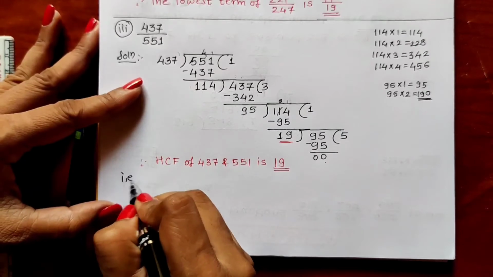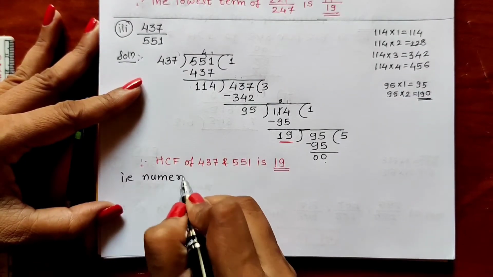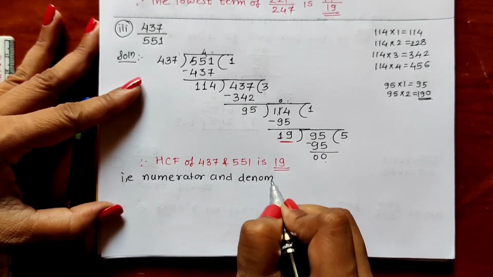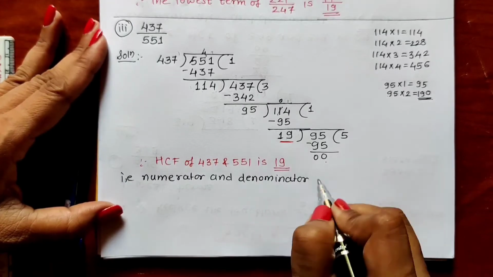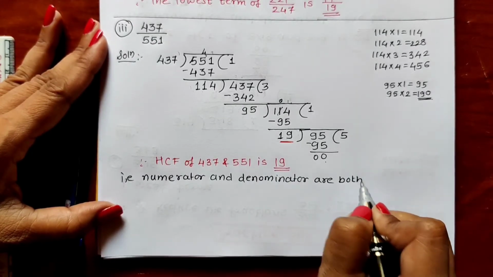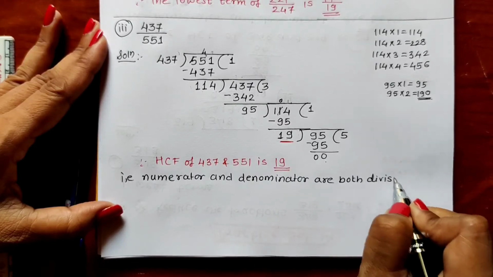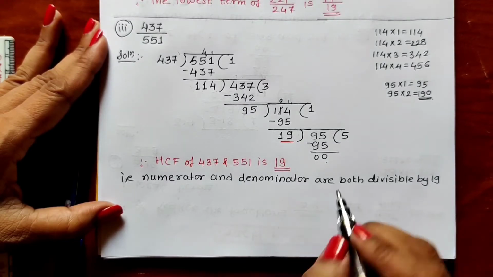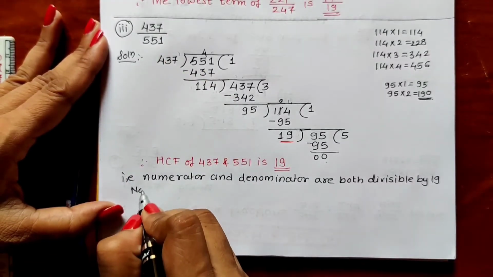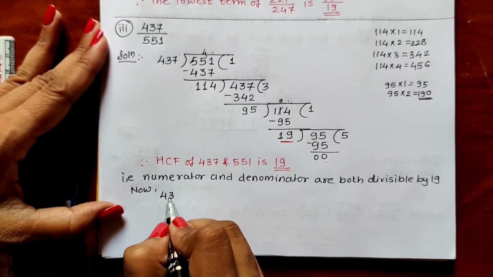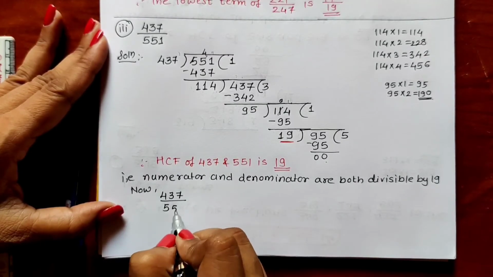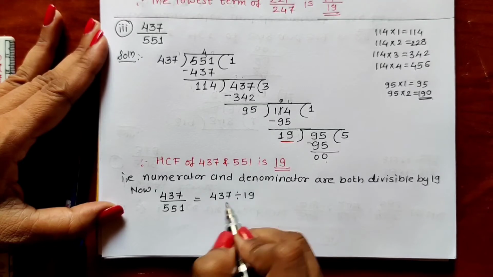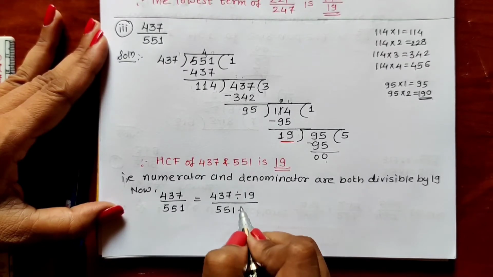So that means the numerator and denominator are both divisible by 19. They both are divisible by 19. So we have to find their lowest term. So what should be done? We have to write this number 437 upon 551, and we have to divide by 19. 437 also divide by 19, and 551 also divide by 19.